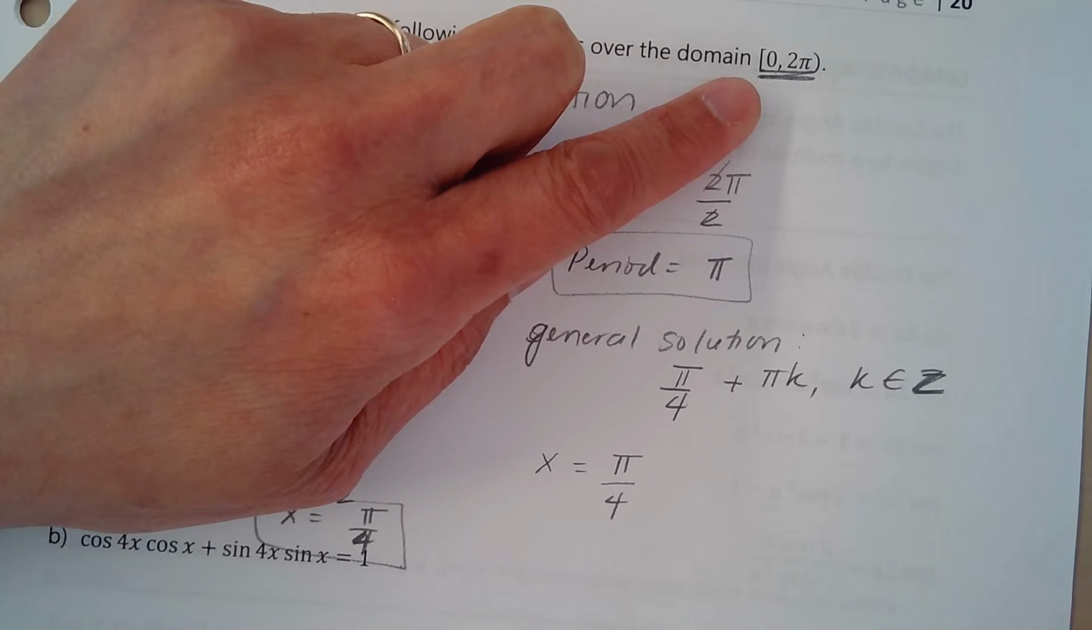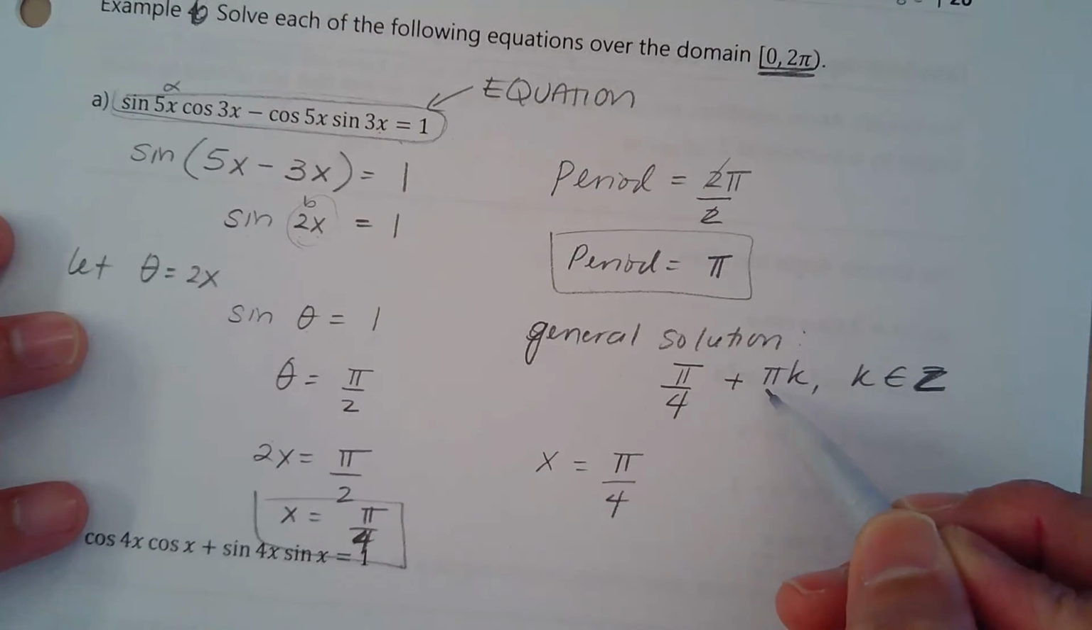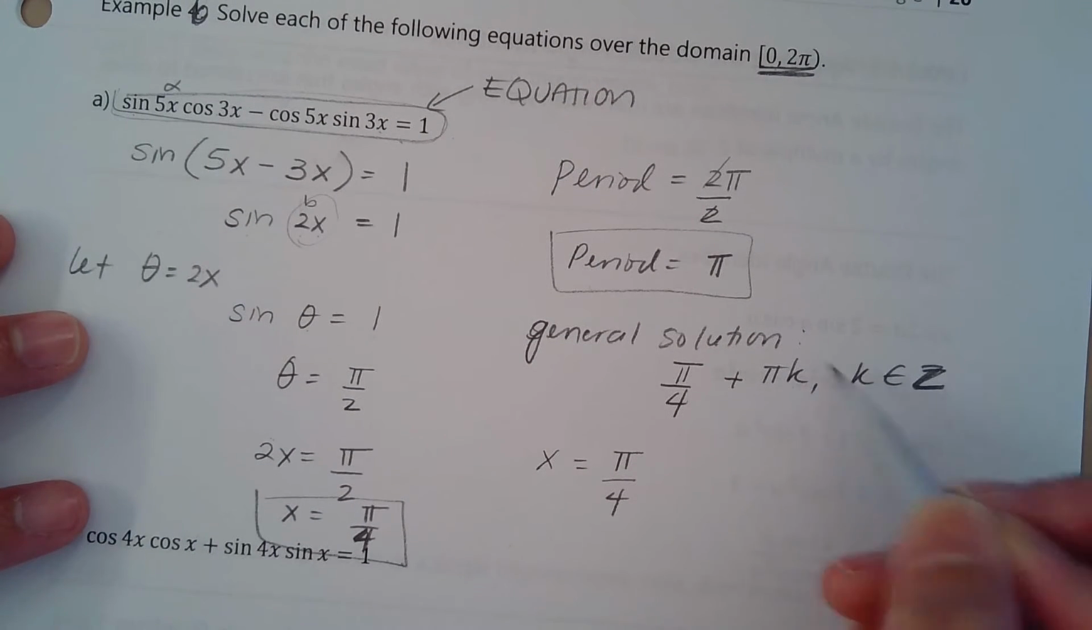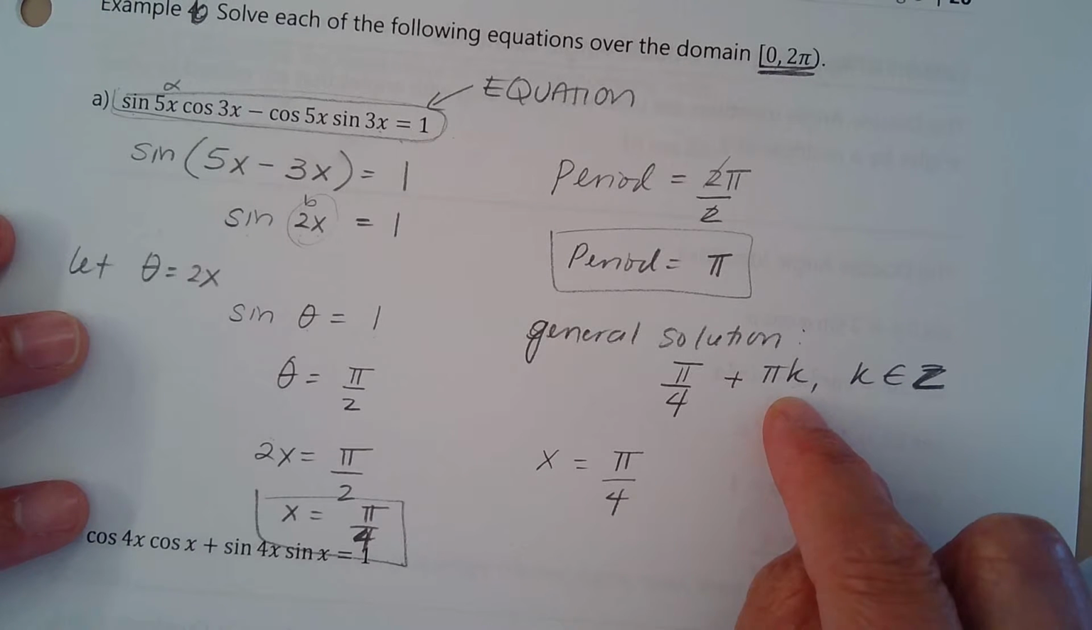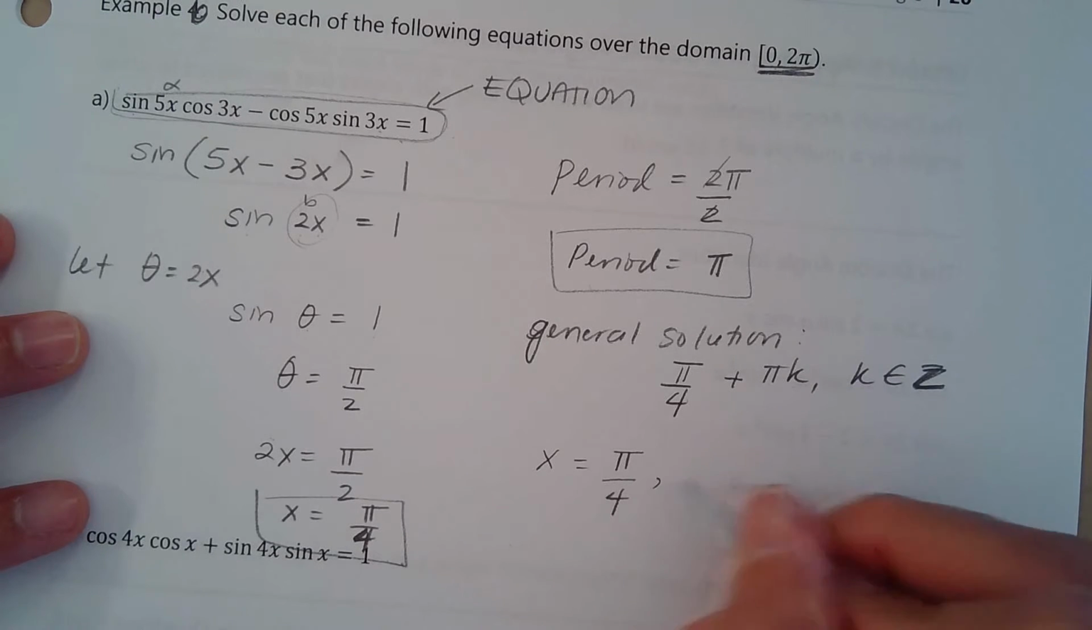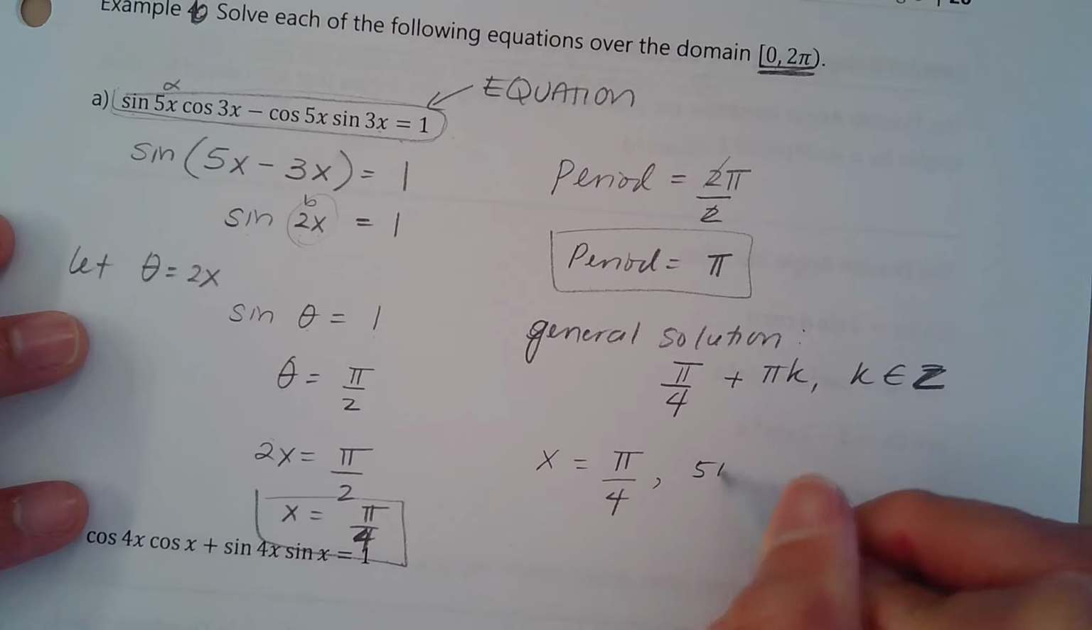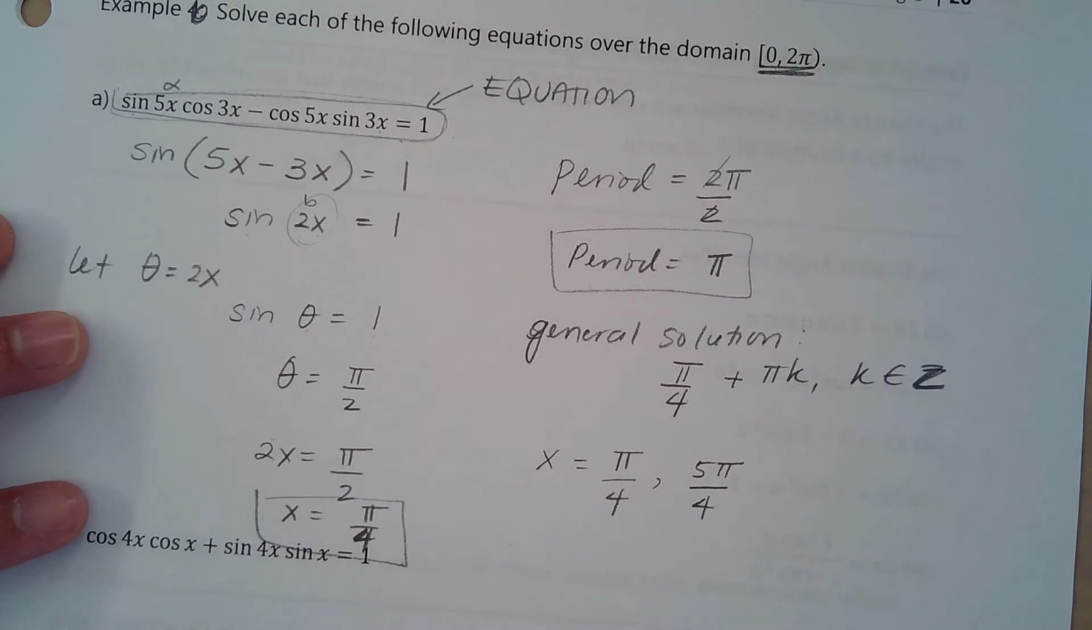Yeah? If we add another 1, if k is 1, that's going to be 5 pi over 4. Is everybody okay? So you get 4 fourths and then 1/4, so 5 fourths. And 5 pi over 4 is still within that domain, right?